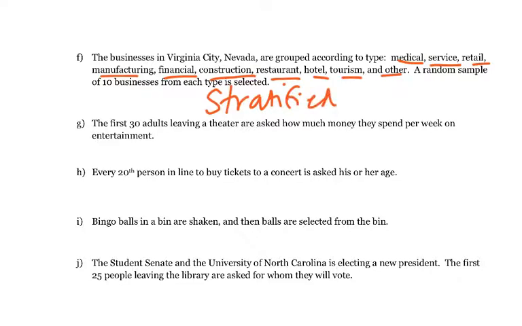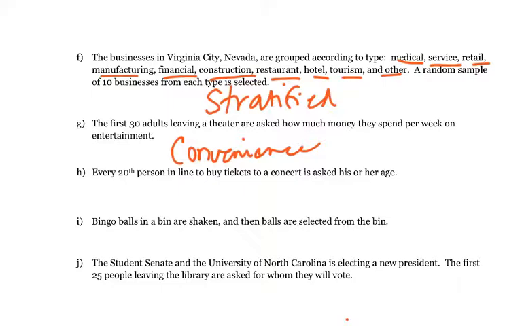The first 30 adults leaving a theater are asked how much money they spend per week on entertainment. This is an example of convenience sampling. You're standing outside the movie. They clearly enjoy entertainment. They're not an unbiased group, and it's convenient for you to stand there and ask those first 30 people leaving.